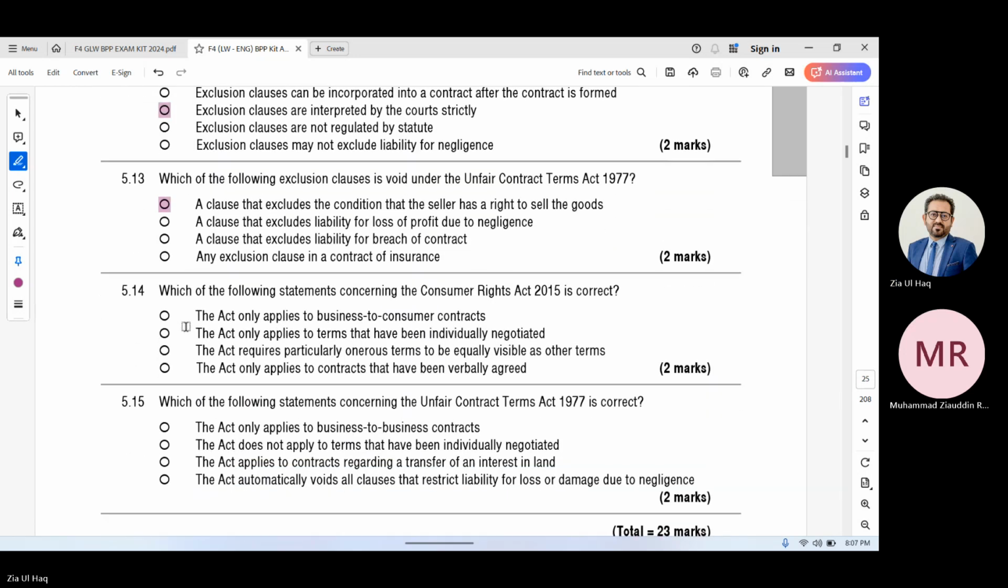5.14. Which of the following statements concerning the Consumer Rights Act 2015 is correct? The act only applies to business to consumer contracts. Yes. For business to business, we have a different act, UCTA. The act only applies to terms that have been individually negotiated. The act requires particular onerous terms to be equally visible as other terms. There's nothing like that. The act only applies to contracts that have been verbally agreed. No, so what's the main?